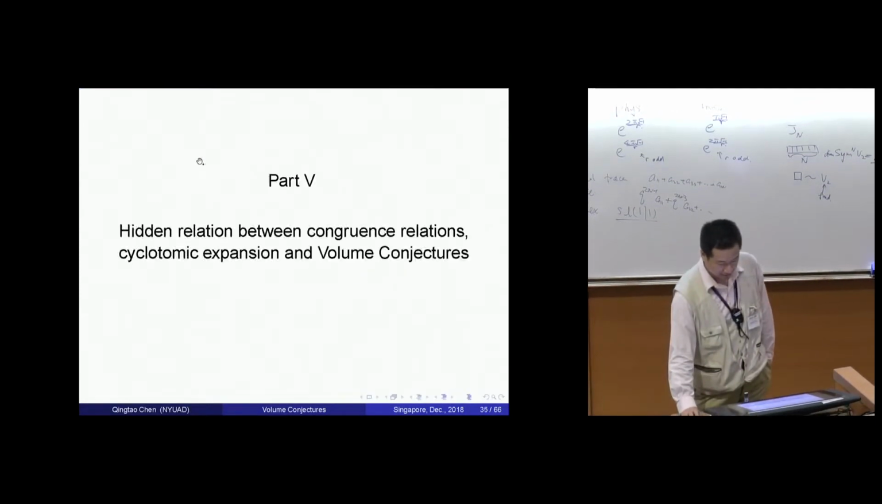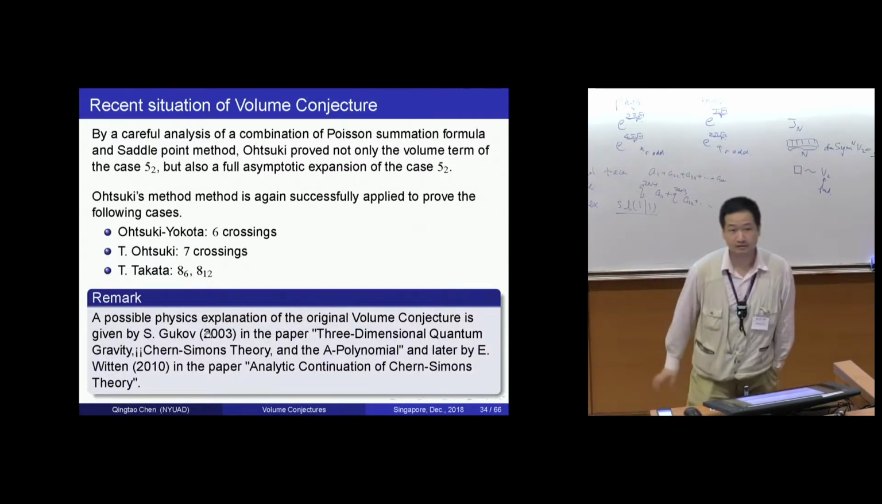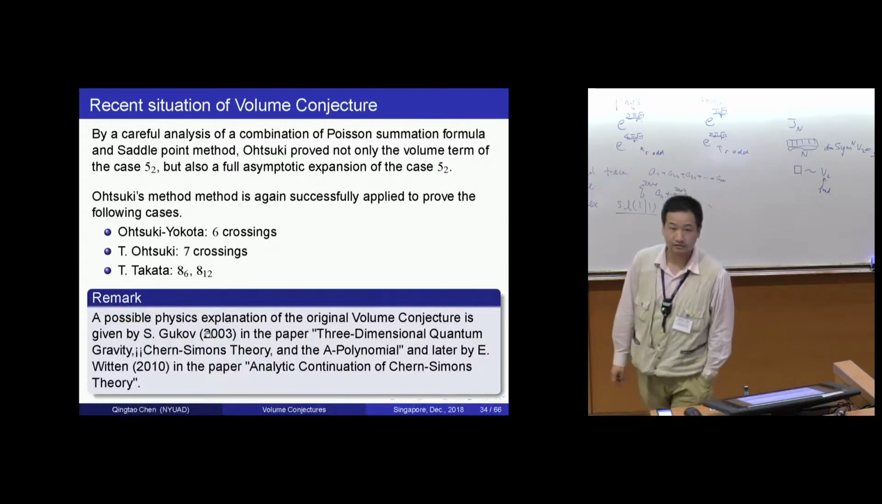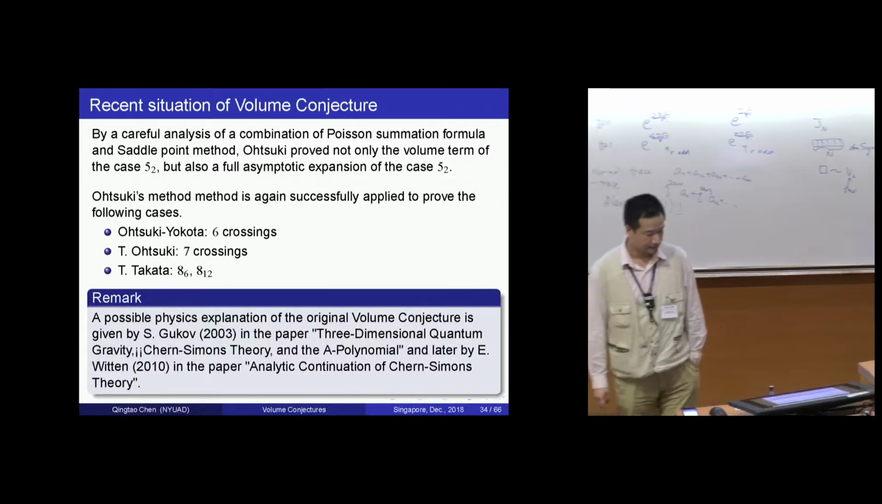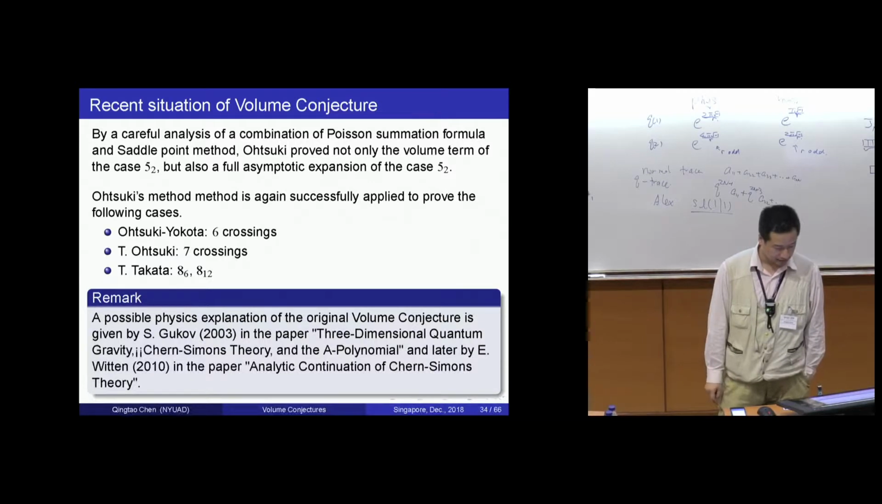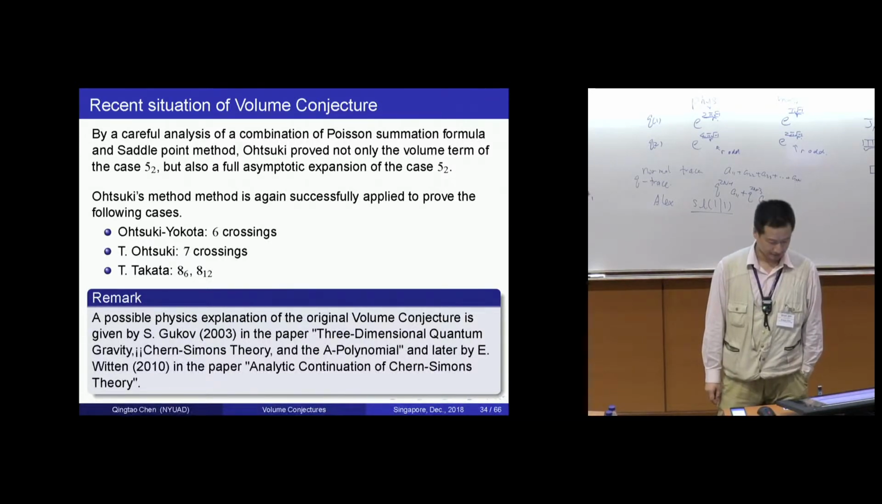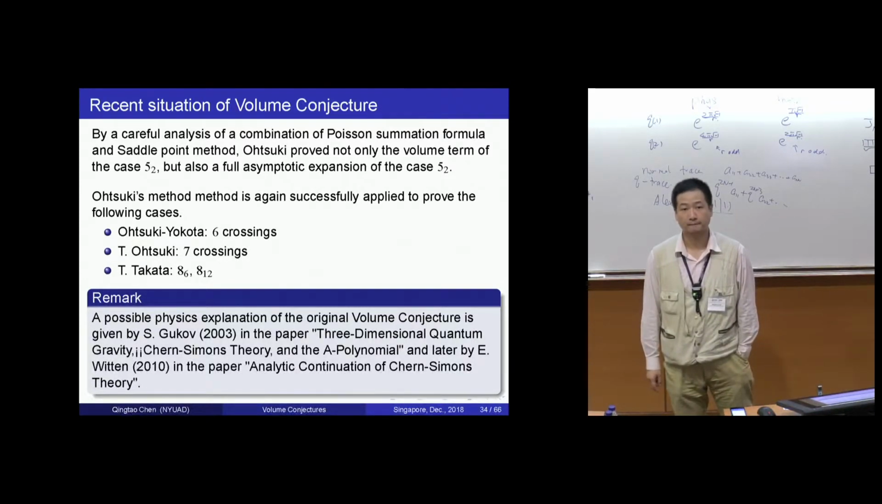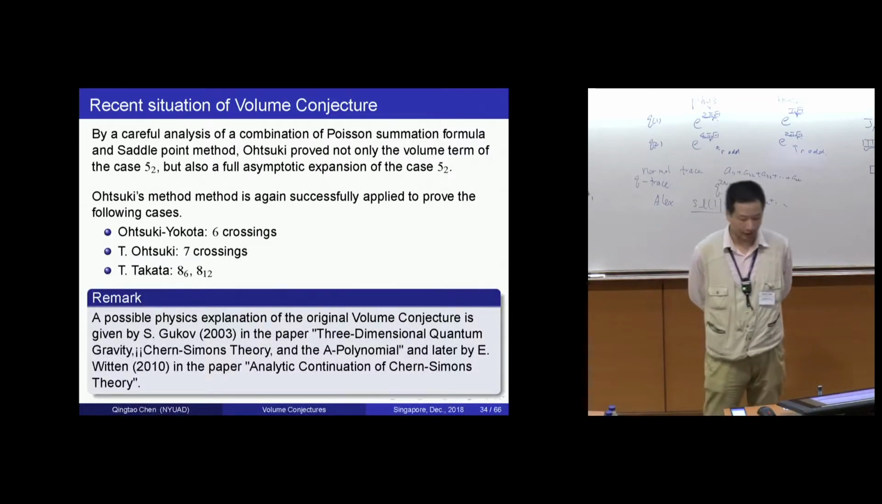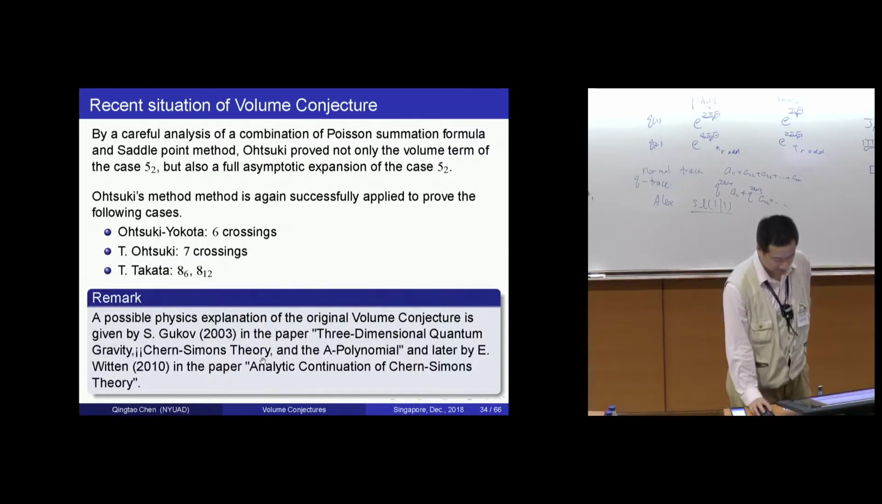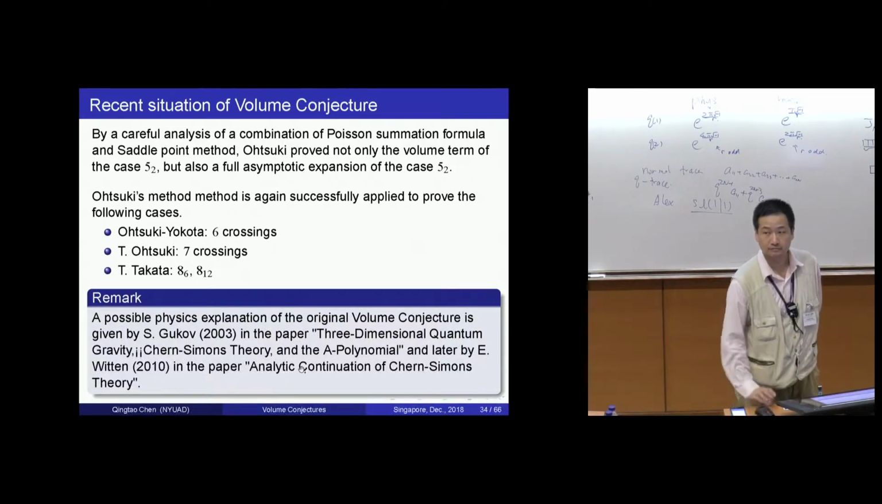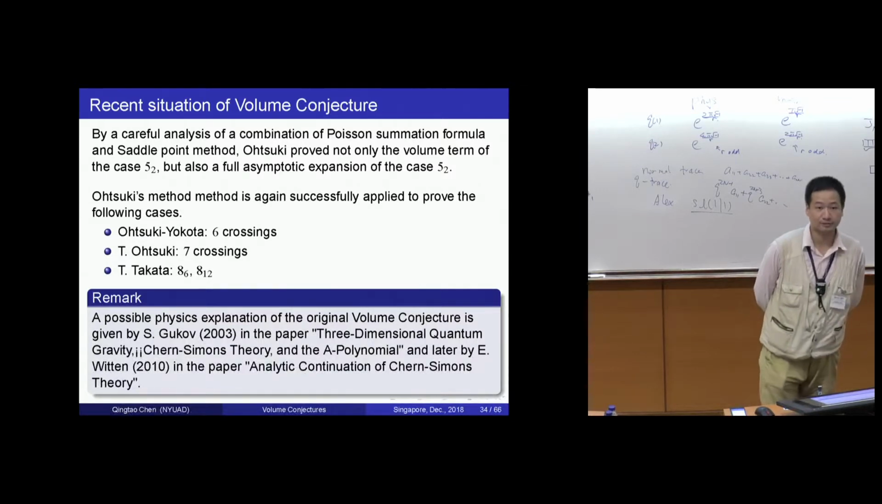In physics, so I will give a remark here. It was first studied by Sergei Gukov in this paper, then later by Edward Witten in 2010. Another paper is on the analytic continuation of Chern-Simons theory. So these are two possible physics interpretations. They discuss the volume conjecture, at least in Edward Witten's paper. That paper is very long, about 100 pages.